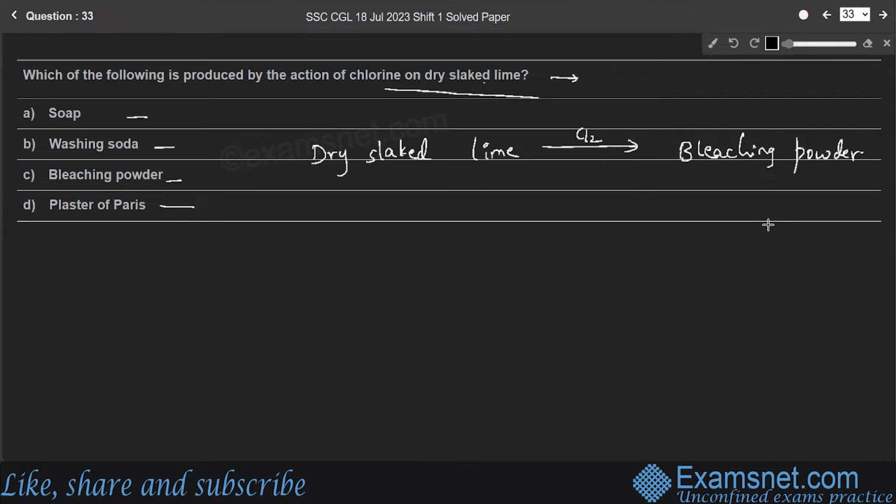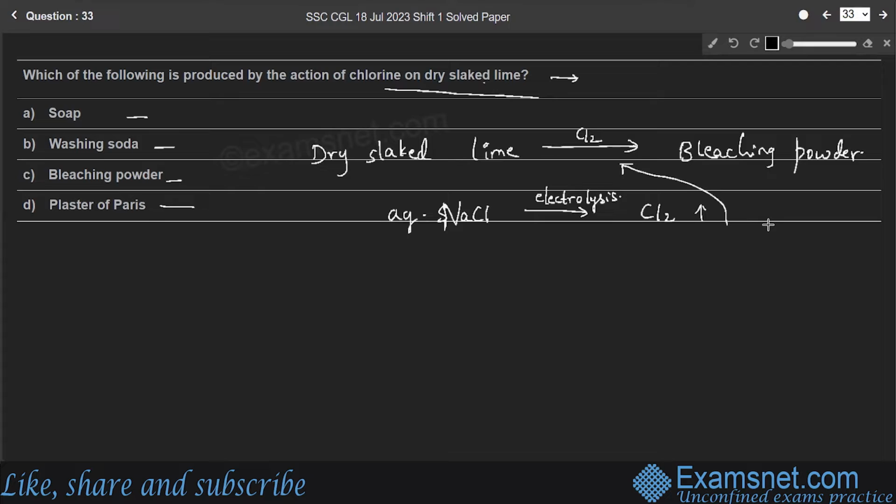During the electrolysis of aqueous sodium chloride, NaCl, chlorine is produced, Cl2. When this chlorine gas is passed through dry slaked lime, bleaching powder is formed. So this chlorine gas is used in the production of bleaching powder.